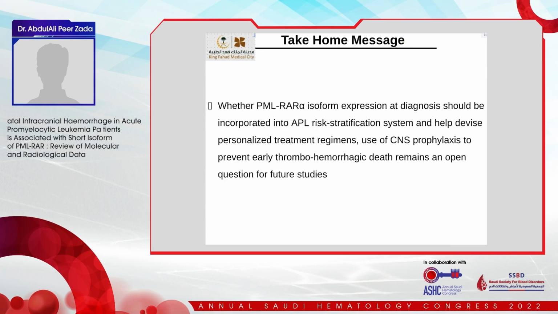Next, please. Last one. So the take-home message is whether PML-RARA isoform expression at diagnosis should be incorporated into the risk stratification system, and whether CNS prophylaxis should be used to prevent these early thrombohemorrhagic deaths. This remains an open question, and we would like to have more data from the community to see if this hypothesis in fact holds true.